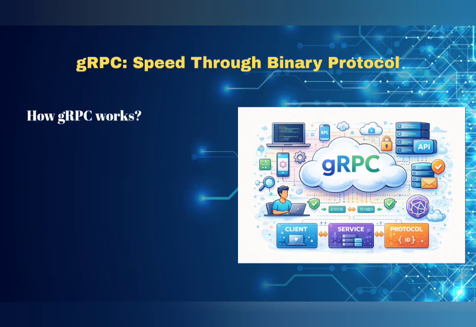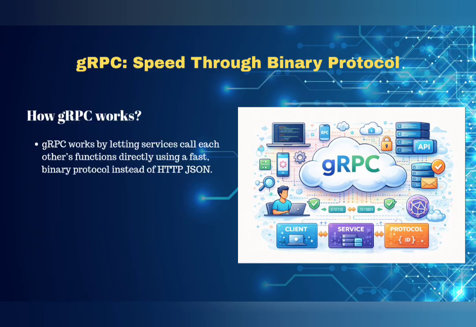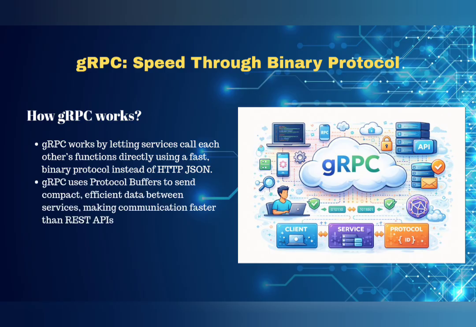How does gRPC work? gRPC works by letting services call each other's functions directly using a fast binary protocol instead of HTTP JSON. gRPC uses protocol buffers to send compact, efficient data between services, making communication faster than REST APIs.